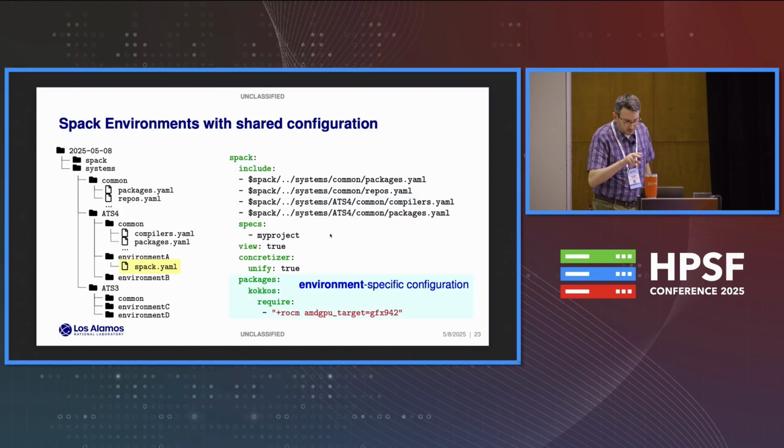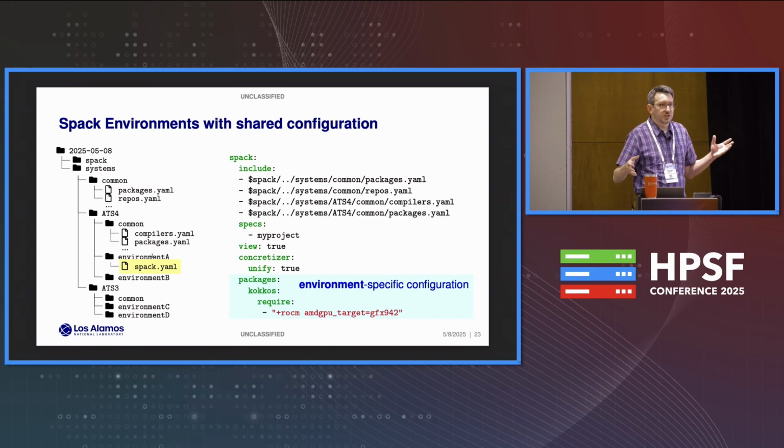I have two more notes about this. Here you see that I've used this $spack relative, so it's actually an absolute path relative to the Spack installation. The reason I do this is because this way I can have arbitrarily complex folder structures to organize my environments. So I can have multiple codes sharing this deployment. I can have groupings of environments, maybe all of the OpenMP and all the CUDA environments are grouped together.